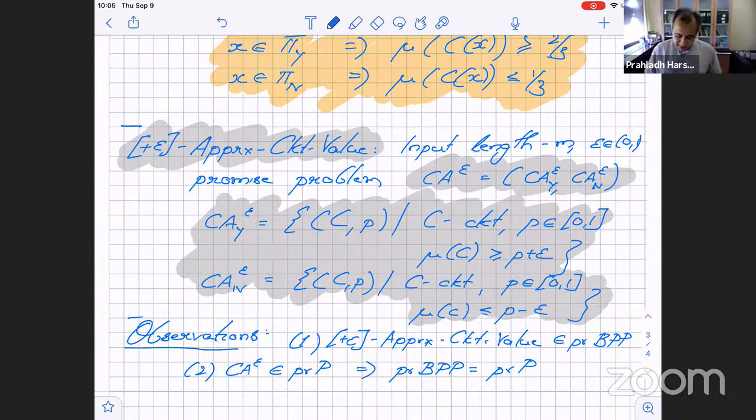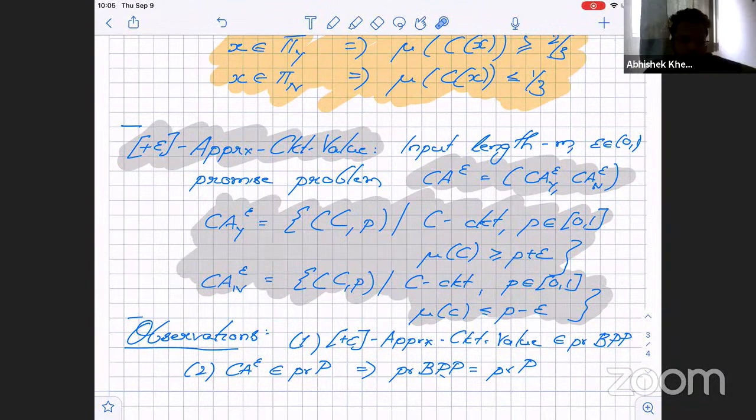The reason I have to say CA epsilon is in promise P is that CA epsilon is not in P. CA epsilon is not a language. CA epsilon is a promise problem. So I can't say CA epsilon is in P. This is just shorthand for stating that there's a deterministic polynomial time algorithm that distinguishes the yes instances from no instances. This is just shorthand for me to avoid writing that long statement.